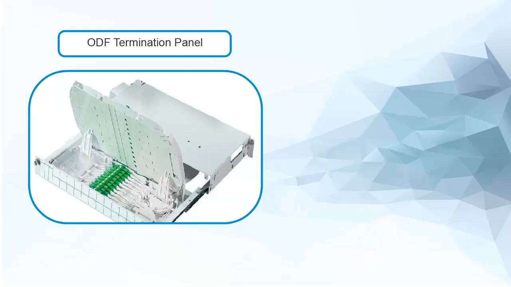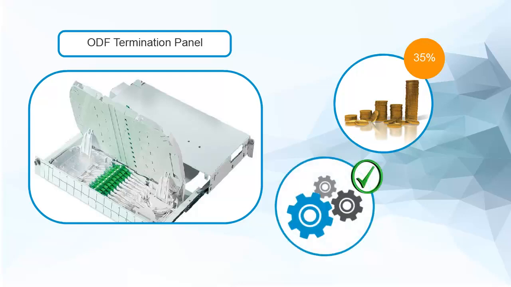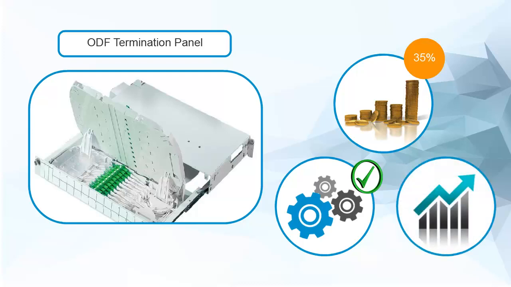Reconfiguring the network to use the spare fibers is done at the ODF termination panel. Using a cross-connect in this type of configuration will result in roughly a 35% increase in equipment costs, but will provide the ability to reconfigure the network easily while increasing network flexibility and reliability. That completes Part 2. Please continue on to Part 3.